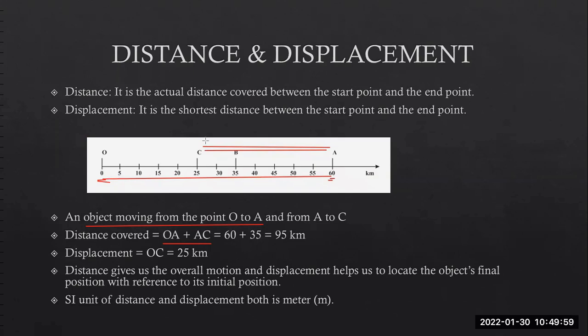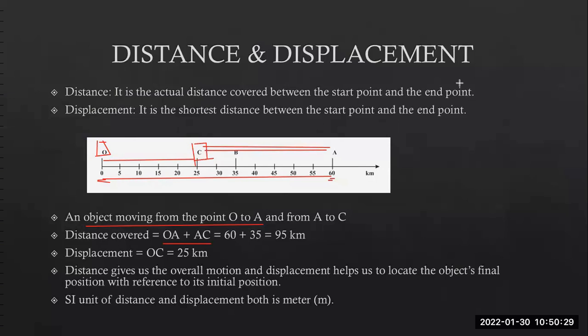Now, if we have to check the displacement, what is the start point? The start point is O, isn't it? What is the end point? The end point is C. So what is the shortest distance between O and C? It is OC. And how much is OC? It is 25 kilometers. Hence, in this scenario, the displacement is 25 kilometers.